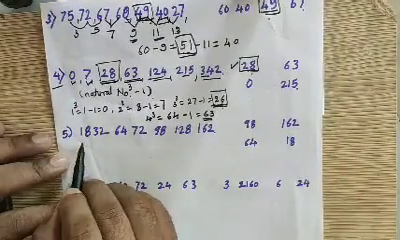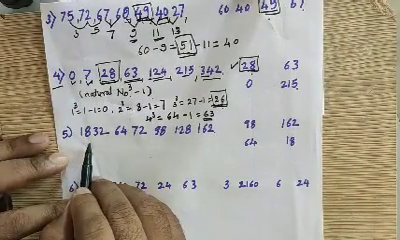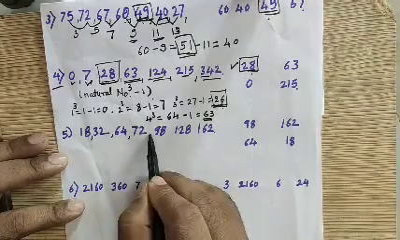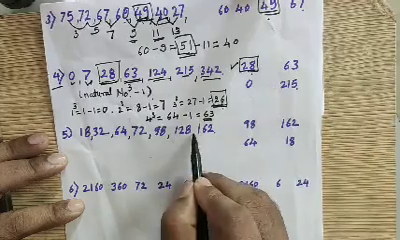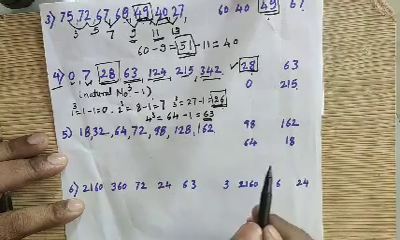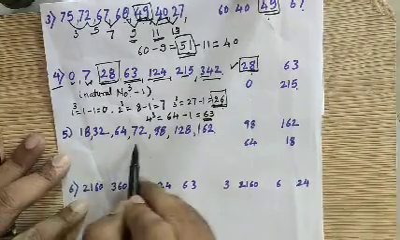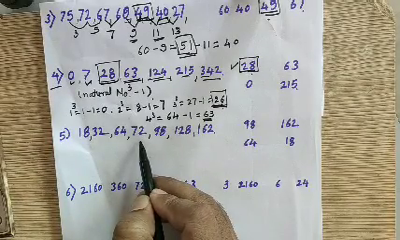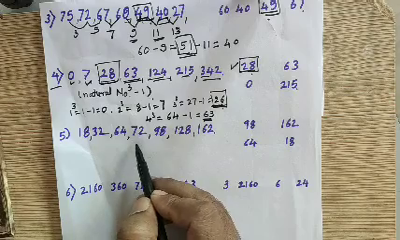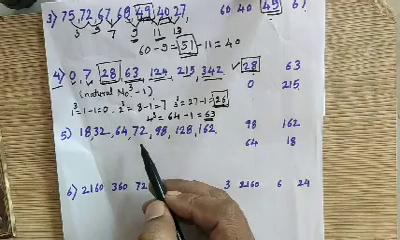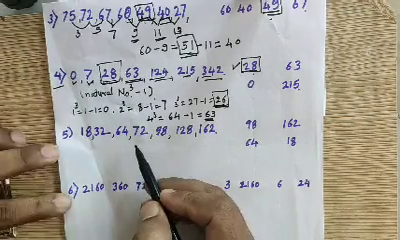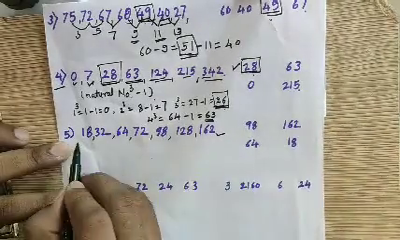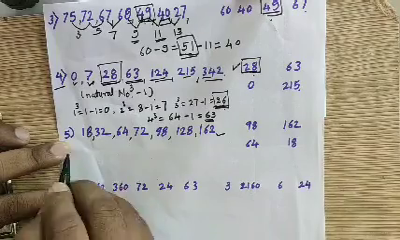Next example is of 18, 32, 64, 72, 98, 128 and 162. Okay, in this example we can easily identify the pattern. So in this number series we have to identify the pattern which is followed one by one in this series.